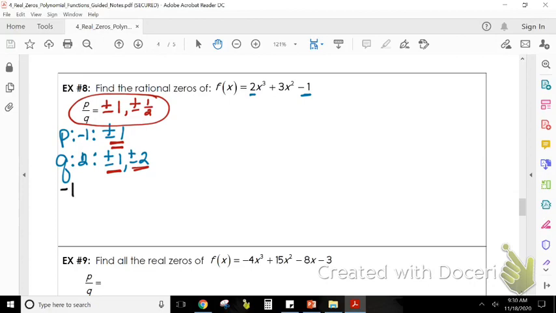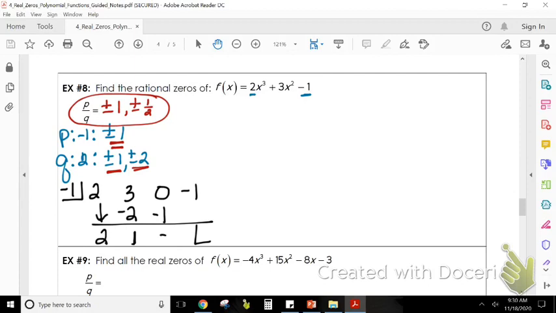All right, so for -1, my coefficients are 2x cubed, 3x squared. I don't have an x, so 0x, and then -1. So bring down your 2 times the -1 on the outside. Combine them. 3 minus 2 is 1 times the -1 on the outside. Combine them. 0 minus 1 is -1 times the -1 on the outside. Combine them. -1 plus 1 is 0. So -1 is one of my zeros.